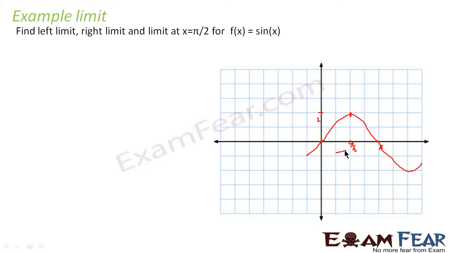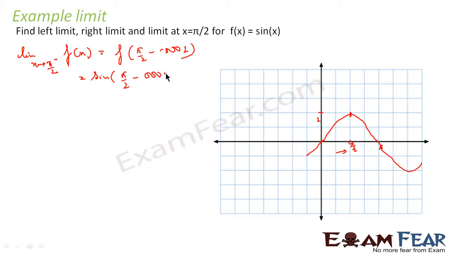Let's approach this from the left hand side. What we get is the limit as x tends to pi by 2 minus of f(x), which is nothing but f of pi by 2 minus 0.001, let's suppose. That value is nothing but sine of pi by 2 minus 0.001. If you see pi by 2 minus 0.01, this value is almost equal to 1. This can be, I think, 0.9999. It is almost equal to 1.